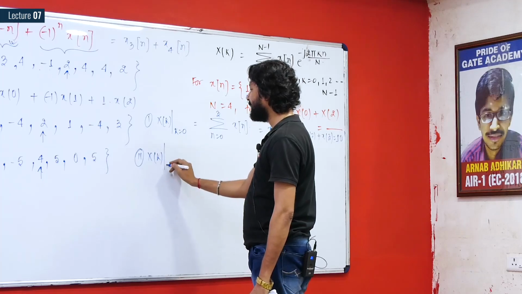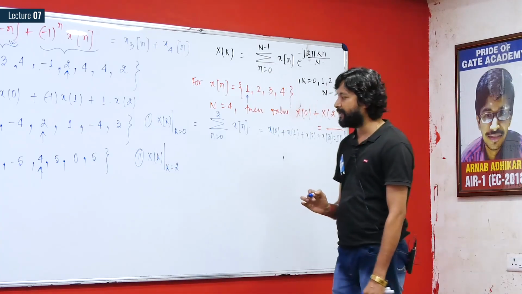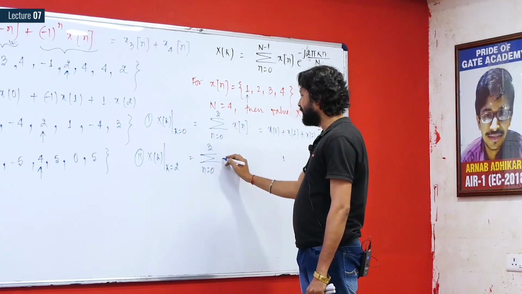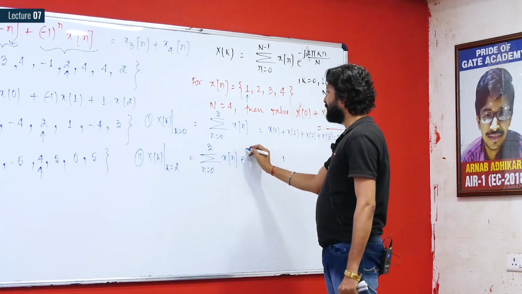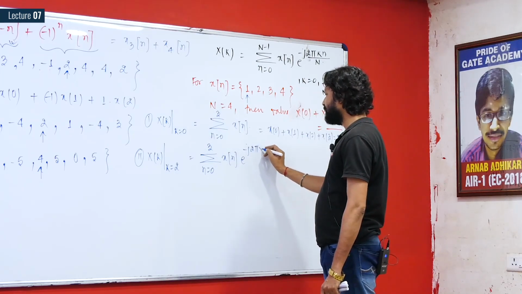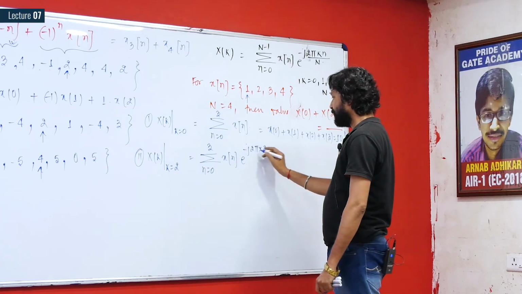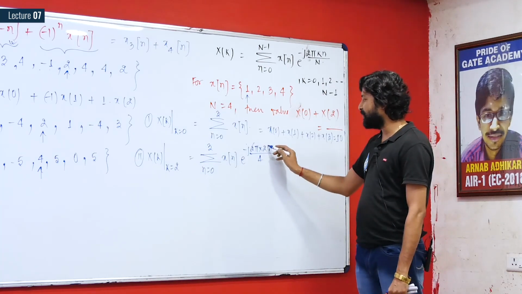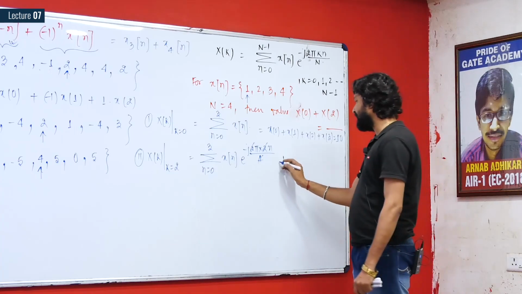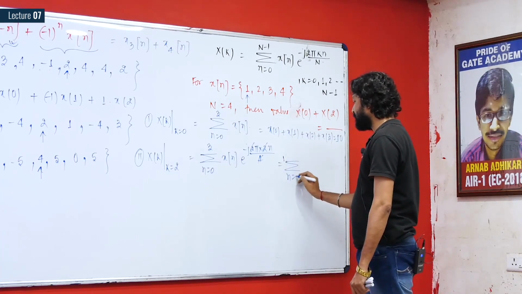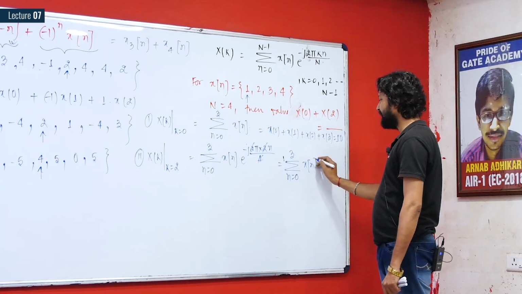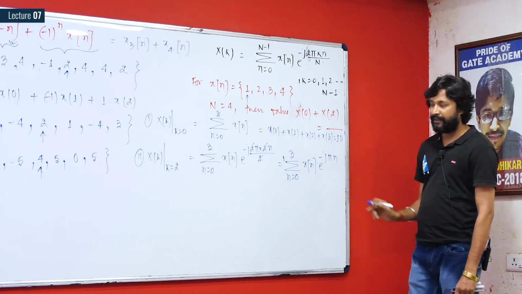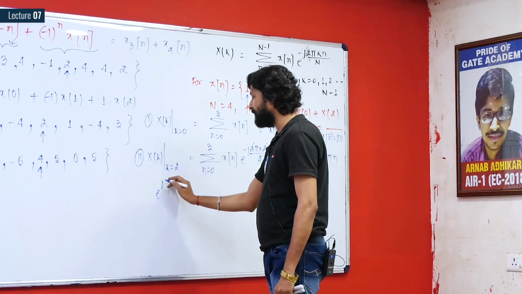Now if we have to find out x of k at k equals to 2, then the value will be the summation from n equals to 0 to 3 of x of n into e to the power minus j 2 pi k n upon n, where the value of k we put is 2 and n is 4. Now you can see that this 2 and 2 will get cancelled with this 4, and what you obtain is the summation n equals to 0 to 3 of x of n into e to the power minus j pi n.